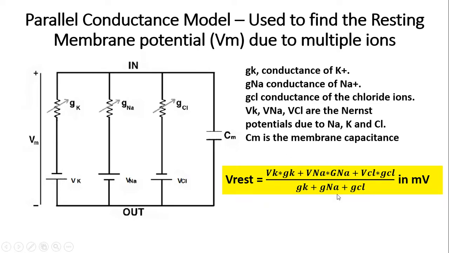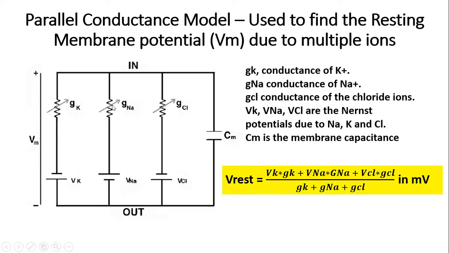And then we proved that at steady state condition there is no flux because a balance is achieved between the concentration of the intra and extracellular fluid, and as a result at steady state condition there is no flux. Then we concluded that V rest is equal to VK GK plus VNa GNa plus VCl GCl divided by GK plus GNa plus GCl.